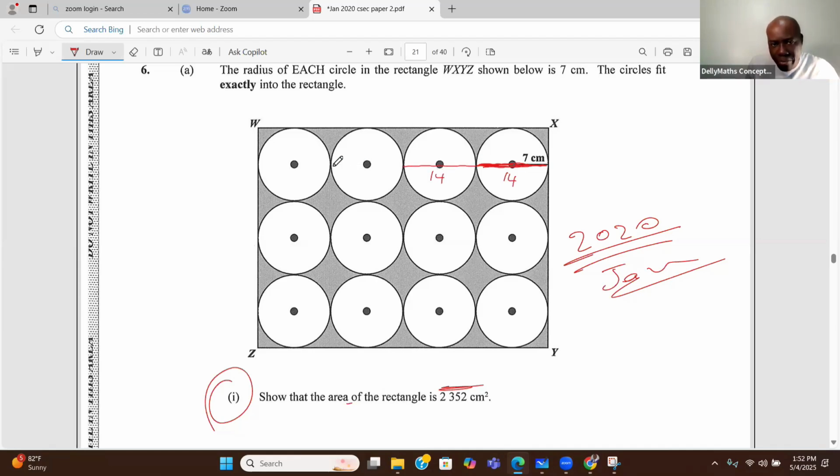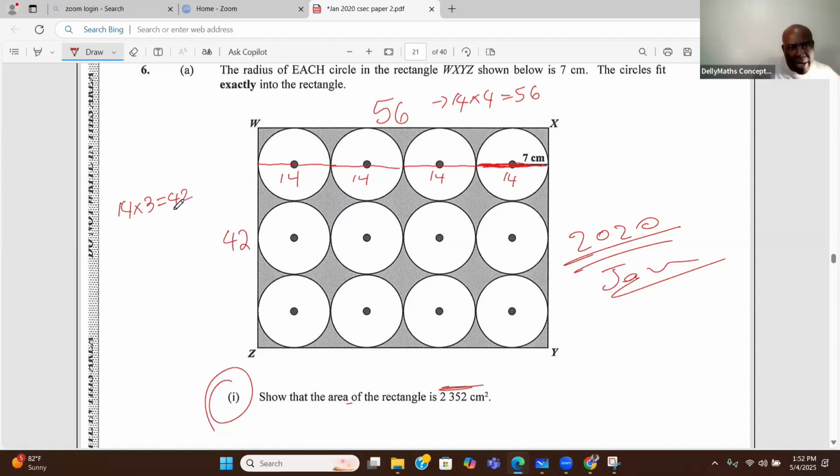Diameter is 14 again, and you'll use this until you reach the other side. So you will say 14, 4 times. That's 56, right? So 14 times 4 is 56. That means the length is 56. This was actually 14 times 4, that's how you get the 56. But for the width, it's going to be 14 times 3. That's 42, and this is going to be our width.